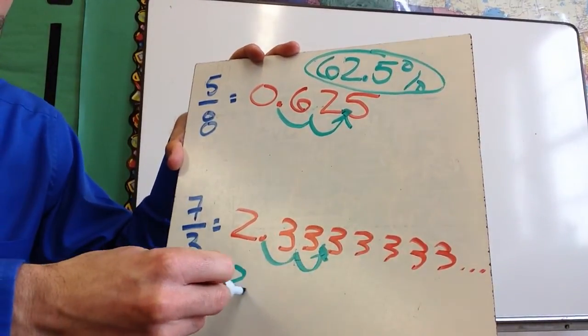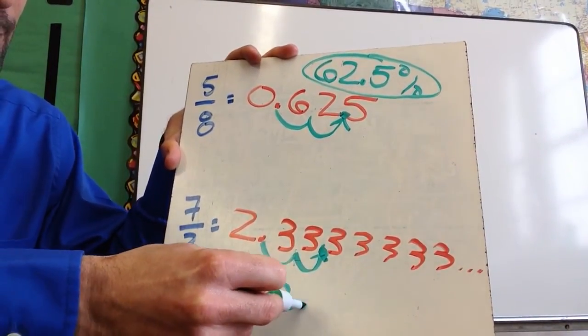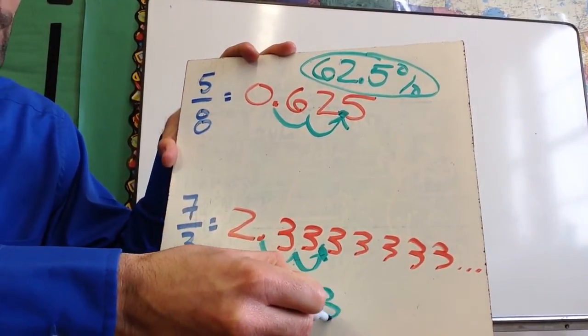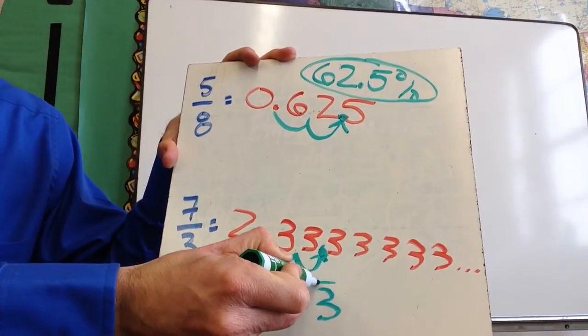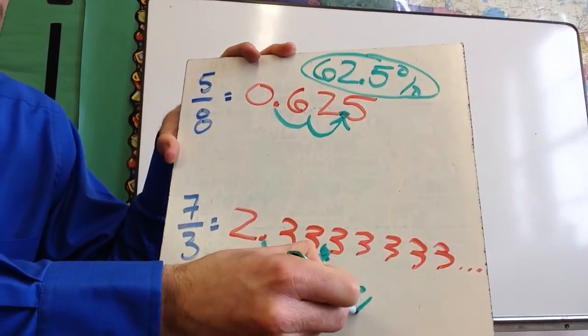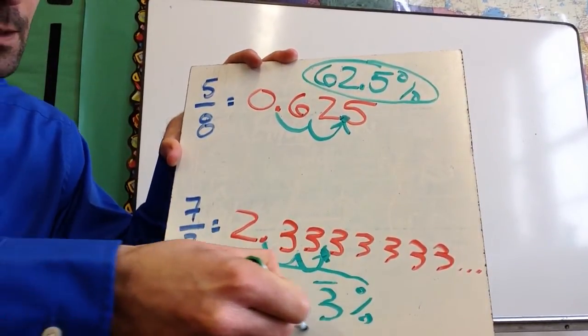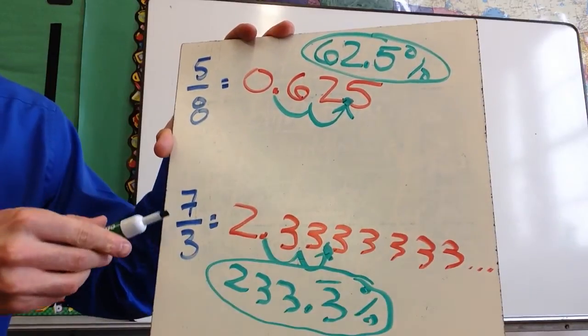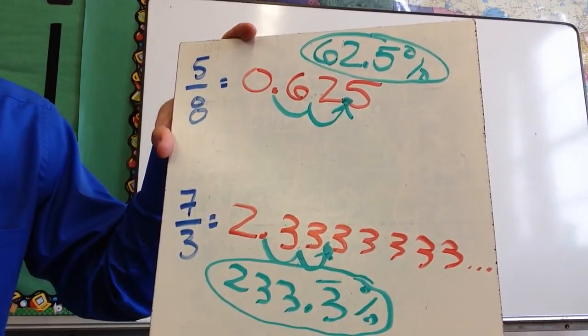So my decimal now should be here. So this is now 233 with the decimal point there. And then I got this 3, and remember these 3's are going on forever. And so if you remember, my symbol for repeating decimal is that line on top, and then percent. 233.3 repeating percent is 7/3 as a percentage.